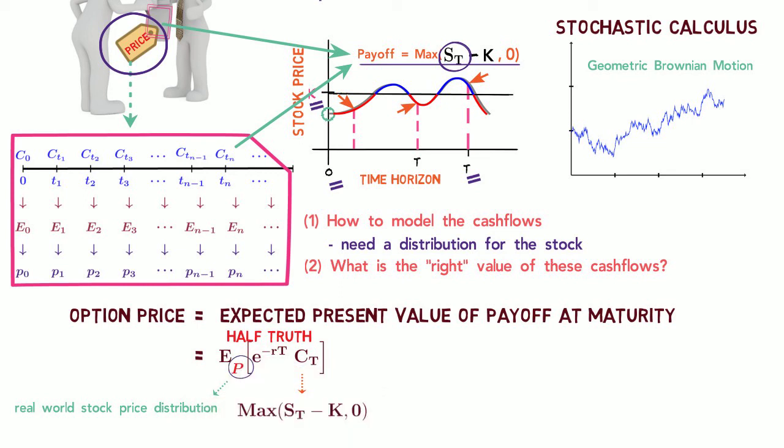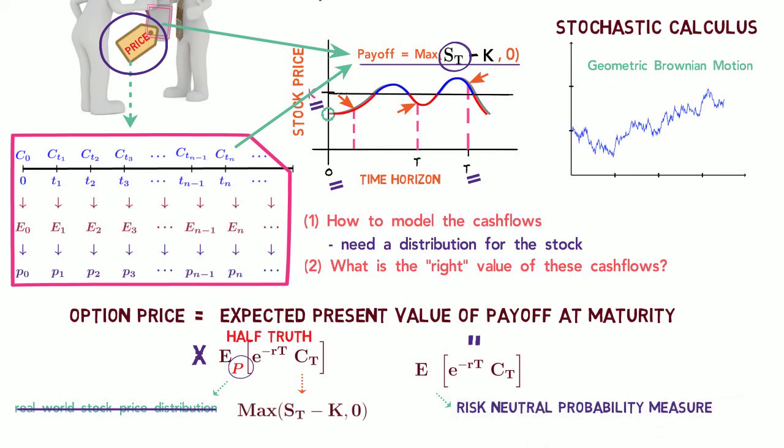It turns out that the right price is not arrived at if we take the expectation with respect to the real world stock price distribution. The part that is half true is that it is in fact the expected present value of the payoff at maturity, but the expectation is not calculated with the real world stock price distribution but something else, something called the risk neutral probability measure, which we will denote by Q. And this Q is different from the real world stock price distribution denoted by P here. Though it's a bit related to the stock price distribution, the relationship between these two distributions is not at all straightforward.